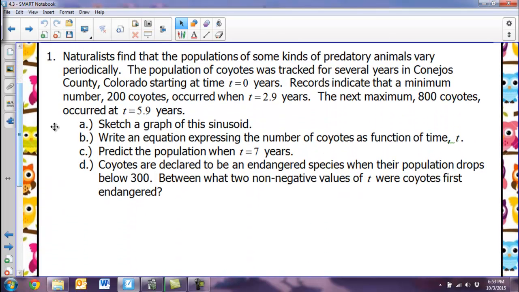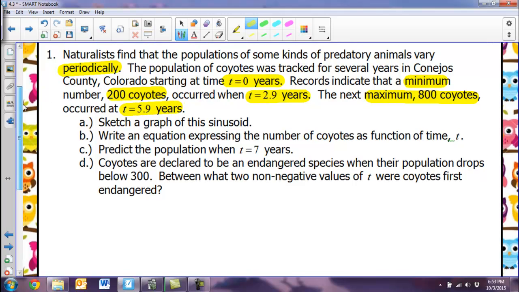And here we go. Naturalists find that the populations of some kind of predatory animals vary periodically, and periodically is the same thing as sinusoidally. The population of coyotes was tracked for several years in this county, Colorado, starting at time t equals 0 years. Records indicate that a minimum number, 200 coyotes, occurred when t equals 2.9 years. The next maximum, 800 coyotes, occurred at t equals 5.9 years. Sketch a graph of the sinusoid.